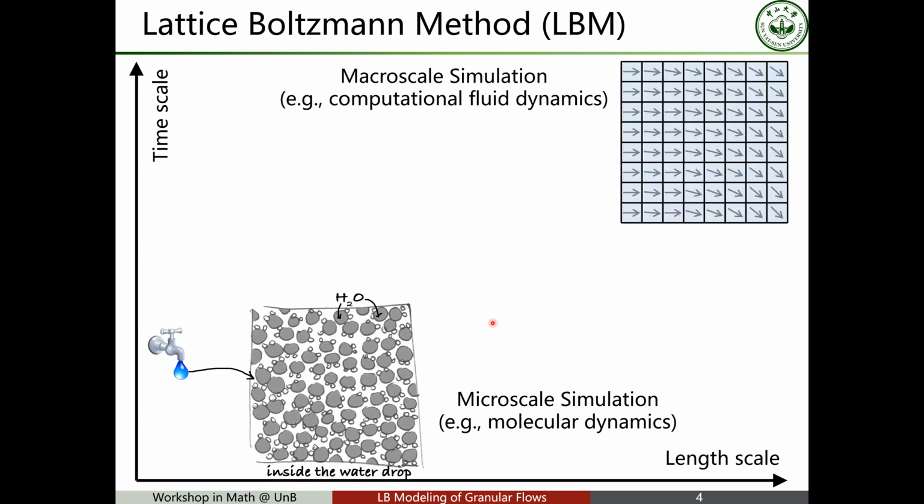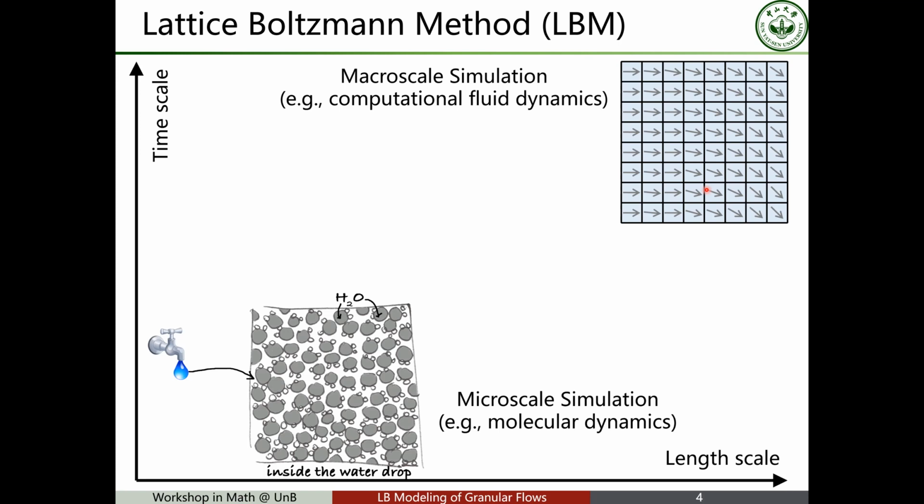At the other end of the spectrum, we treat the fluid as a continuum, and we can solve conservation equations of macroscopic variables like the fluid velocity, the pressure, and also the density, for example. This kind of method is called macroscale simulation. One typical example is conventional computational fluid dynamics.